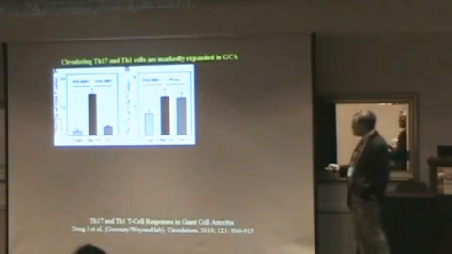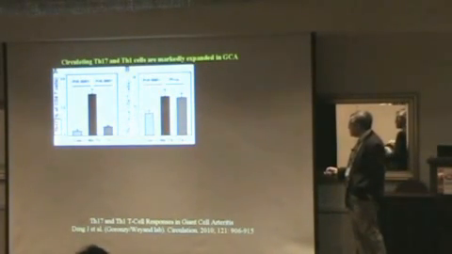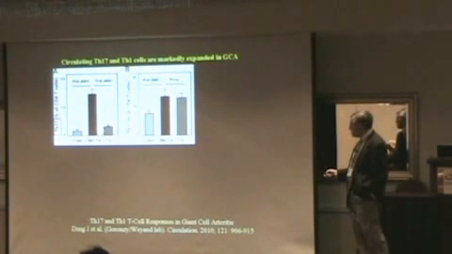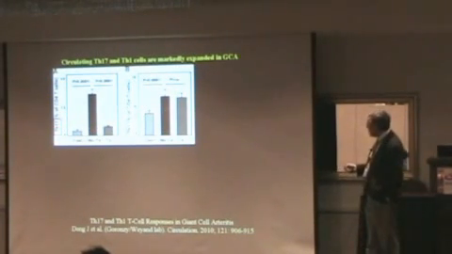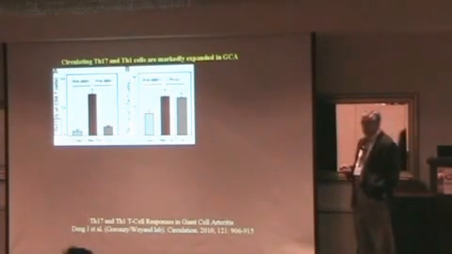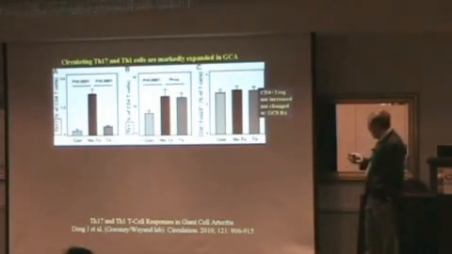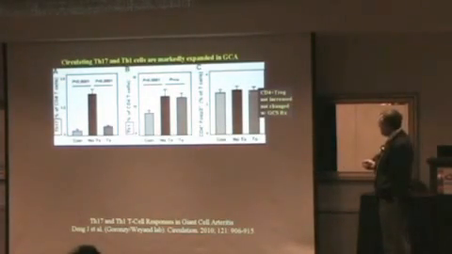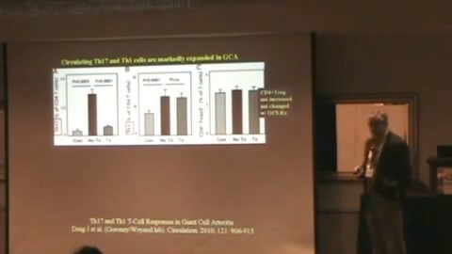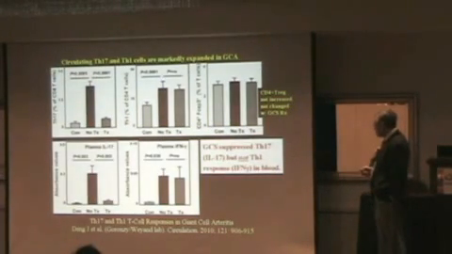If you look at what happens with treatment, Th17 drops dramatically, almost to normal, and the number of Th1 cells is essentially not affected by steroids at all. If you look at T regulatory cells, they're normal in patients with active GCA, and they remain normal after treatment. So Tregs are not significantly altered in GCA by treatment.